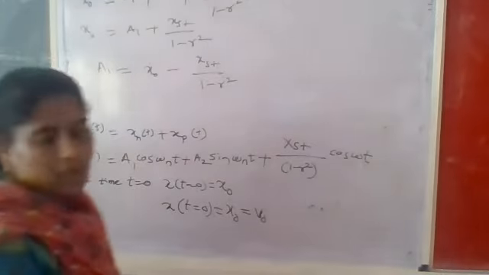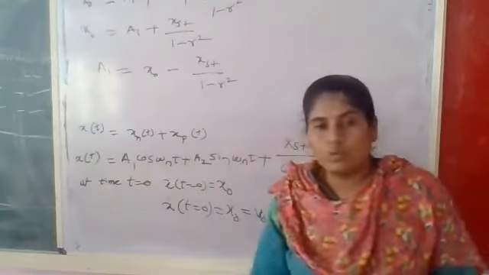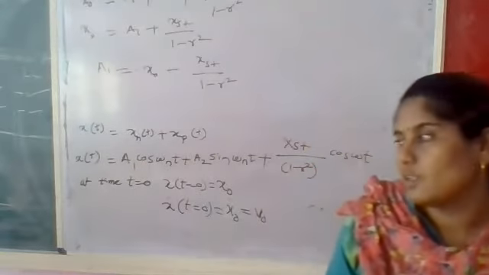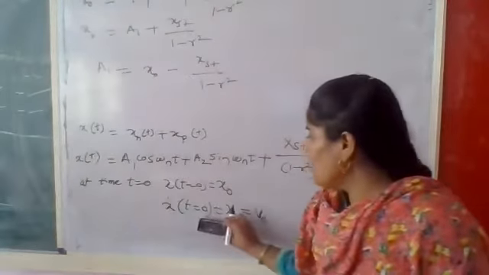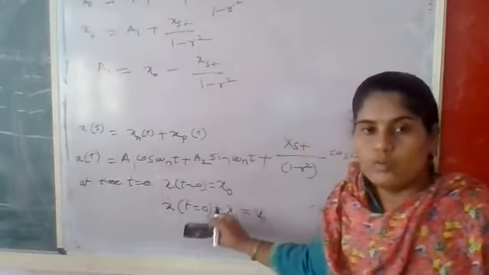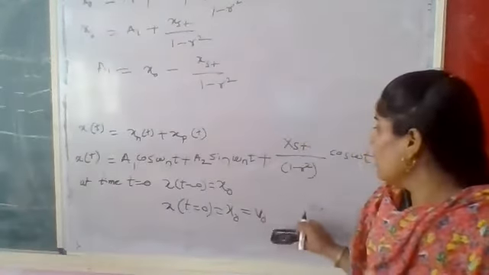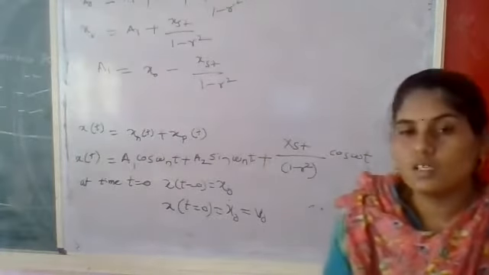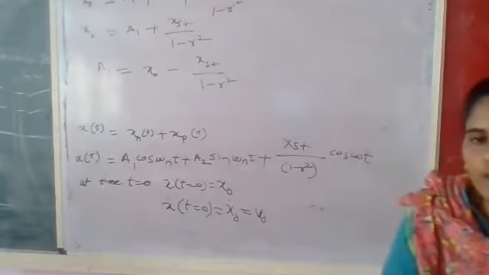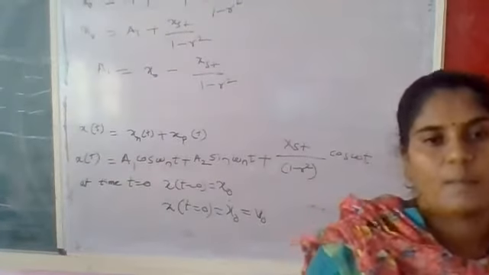Okay. In this way, by applying the first boundary condition at time t is equal to 0, x is equal to x naught, we get the answer of a1. In the same way, by applying the second boundary condition at time t is equal to 0, velocity is equal to 0, by putting this second boundary condition, again we get a value of a2. So try for this and tell me the answer about a2. I will wait for 5 minutes, but you tell me the answer.